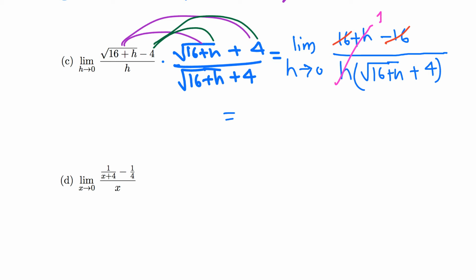and we can cancel the h from top and bottom, so that's just 1. So basically we are dividing. 16 minus 16 is 0, but after the 16 is gone, just h is left, so we are dividing h by h, 1. Okay, so 1 over this. Now we are able to plug in h equals 0, so that is 1 over root 16 plus 0, root 16 is 4, plus 4, 8. So 1/8 is the answer.